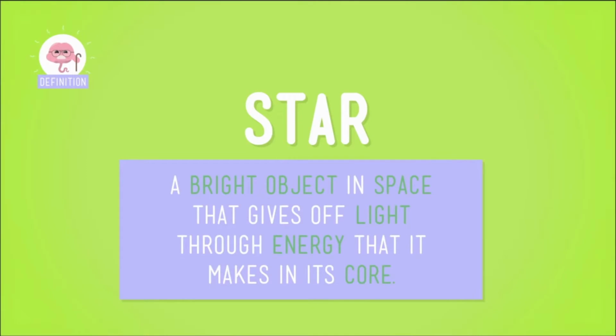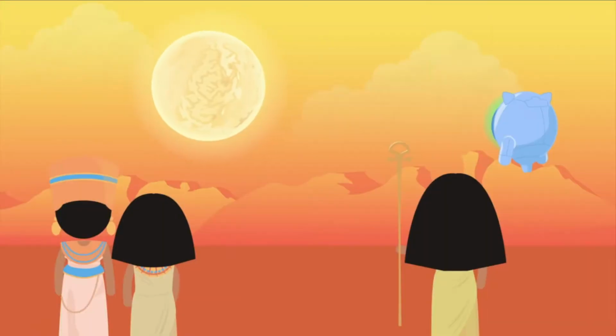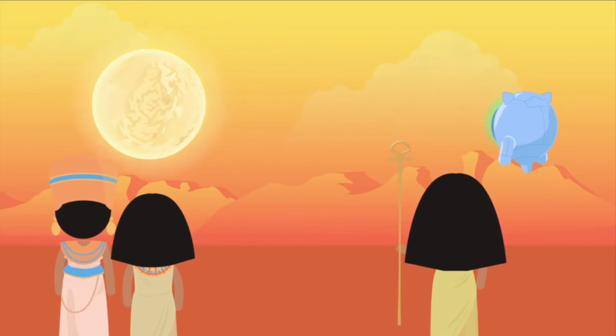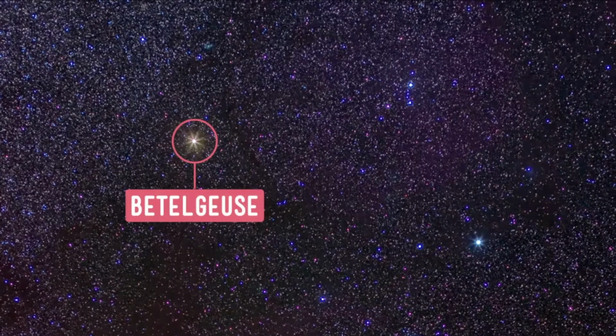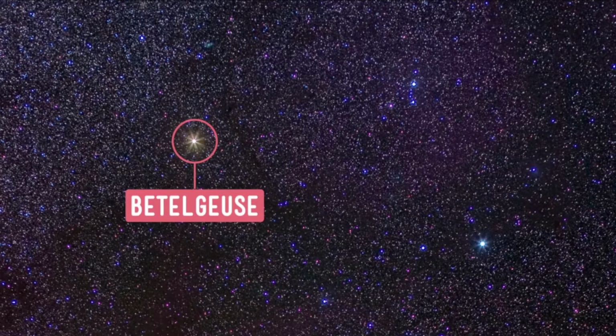But before we take a closer look at constellations, let's review what a star is. Remember, a star is a bright object in space that gives off light through energy that it makes in its core. The sun is the most famous star to us Earthlings. We've already talked about a few other well-known stars though, like bright Betelgeuse. Astronomers use bright stars like Betelgeuse as markers in the sky to help find other, less bright objects in space.